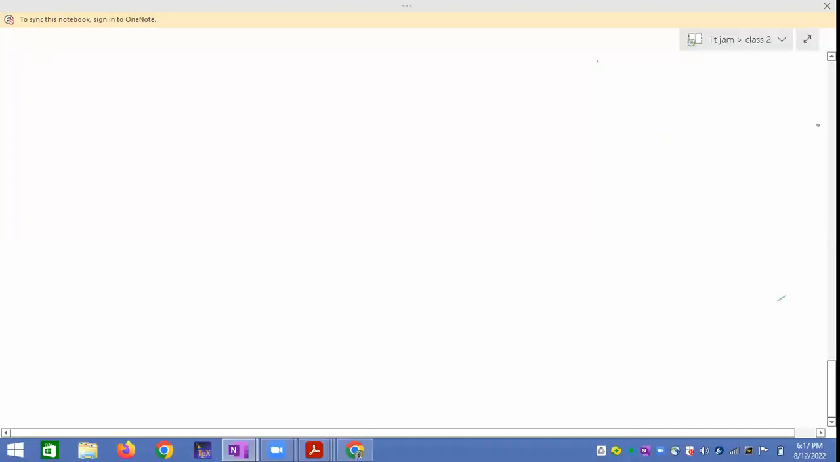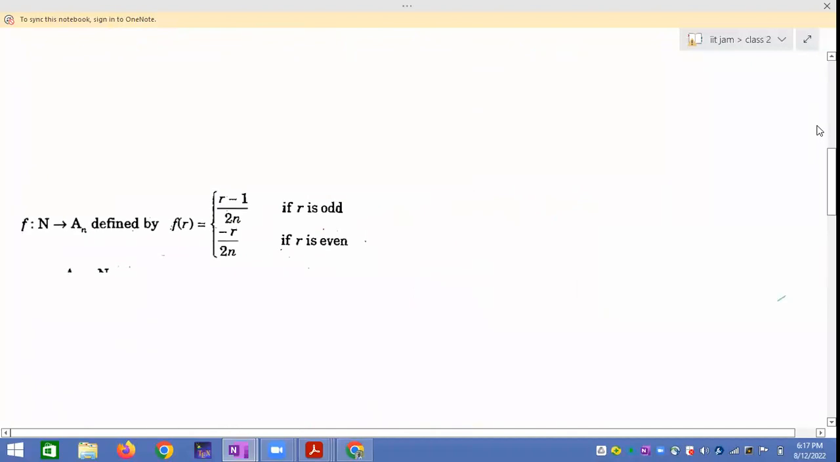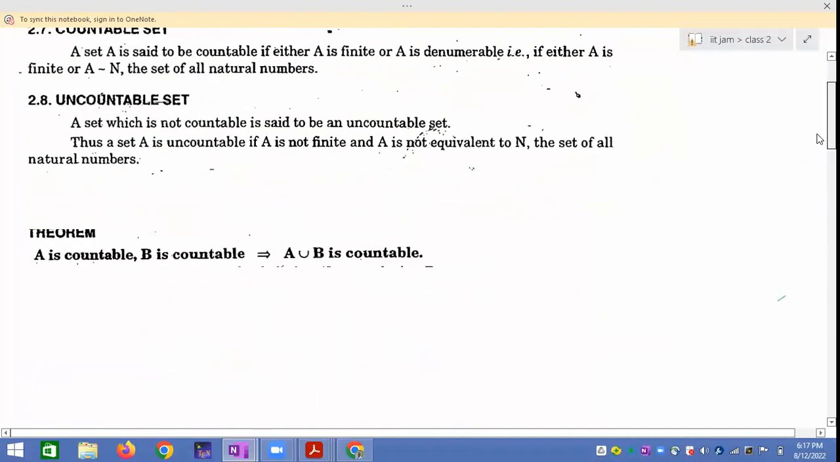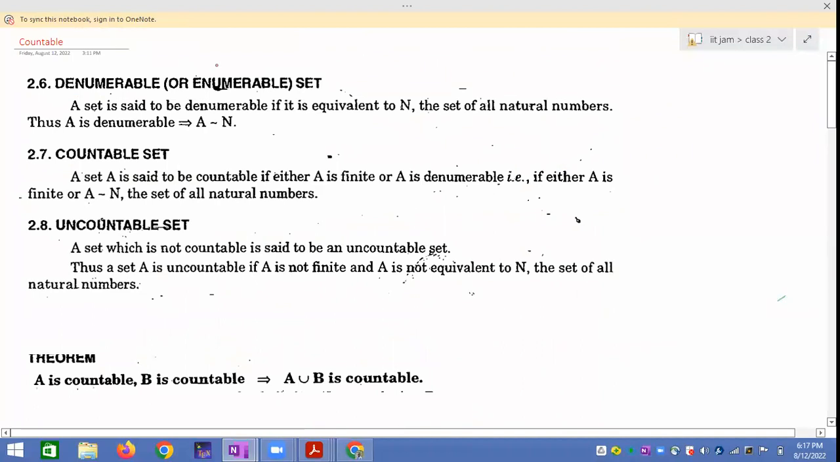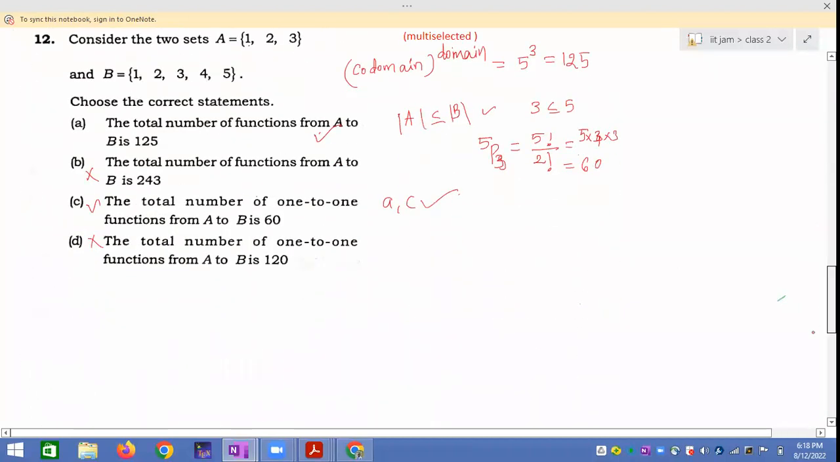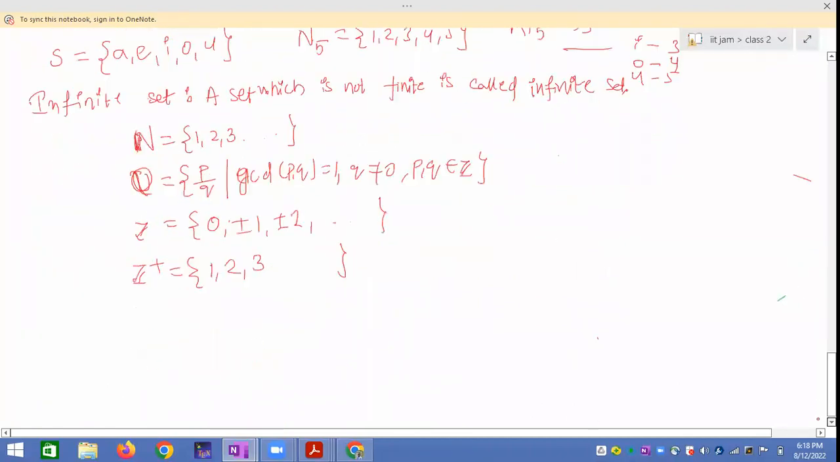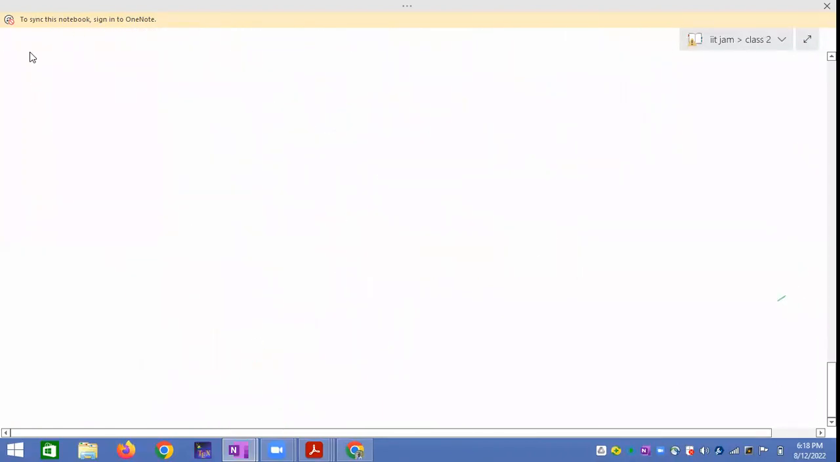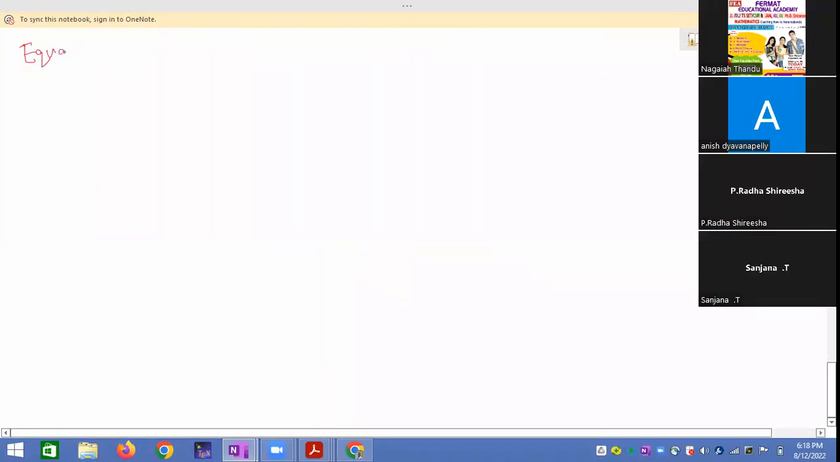You can see here in NP Bali, first they give the definition for the denumerable set, or enumerable. These both are the same. A set is said to be denumerable if it is equivalent to the natural numbers. What is equivalent? Before starting the definition, I will first explain equivalent. Suppose two sets are equivalent.